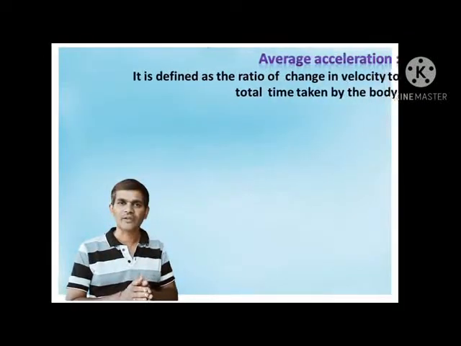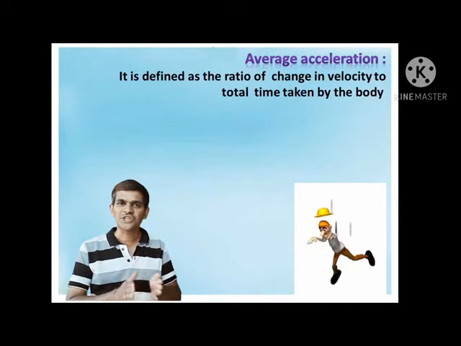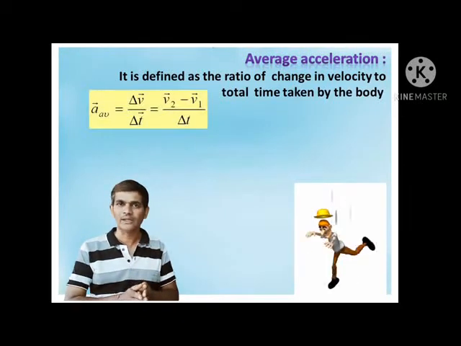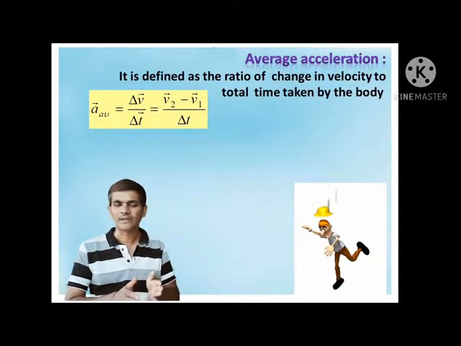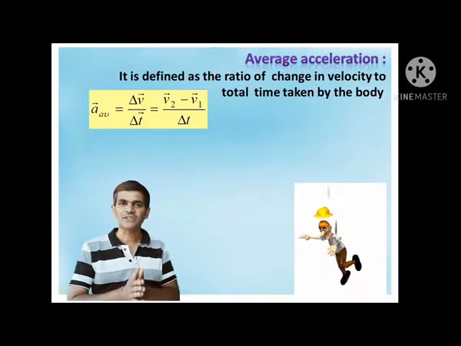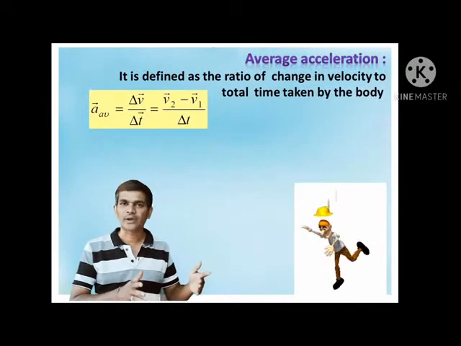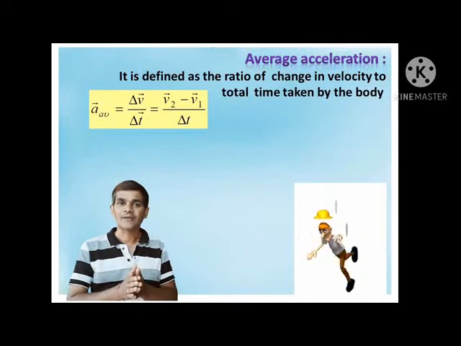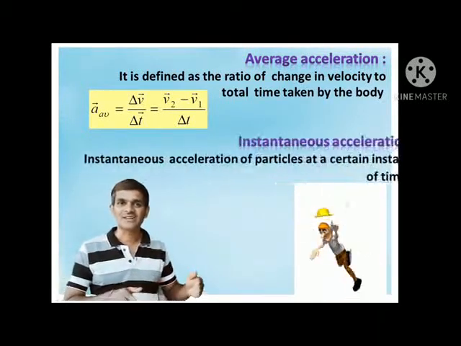Similarly, we have average acceleration. What is the meaning of average acceleration? The total change in velocity in a particular interval of time divided by the total time taken. That ratio is giving average acceleration. Therefore, average acceleration is the ratio of change in velocity to time interval. Similarly, we have instantaneous acceleration.